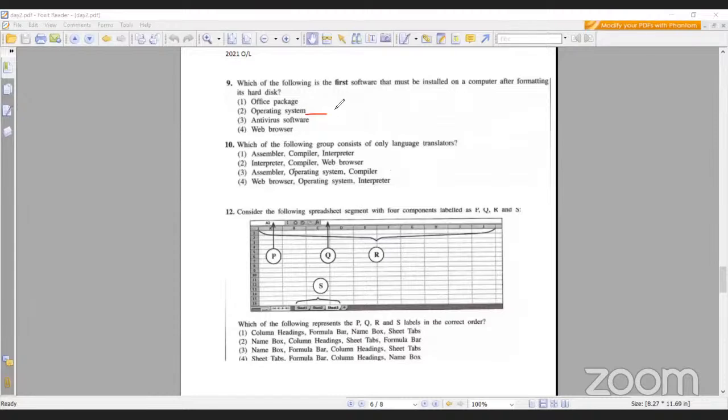10. Which of the following groups consist only of language translators? We discussed assembler, compiler, and interpreter. Other language translators. So that is theory. You have to memorize. That's all. Theory. 12.